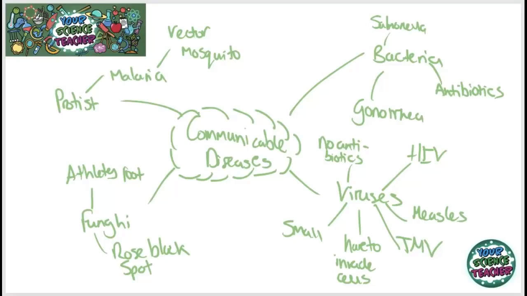And protists, you can also use medicines in order to treat that as well. However, the main protection against the malaria parasite actually is prevention. So we use mosquito nets in order to stop the mosquitoes from biting you.